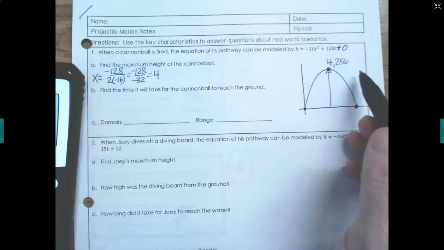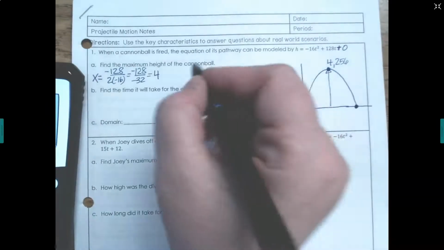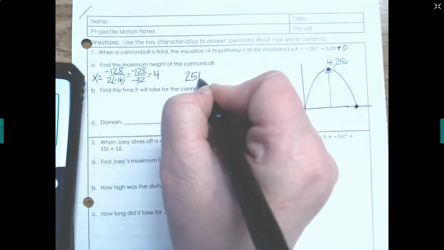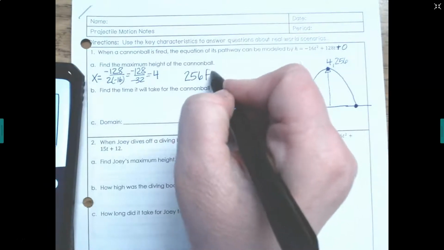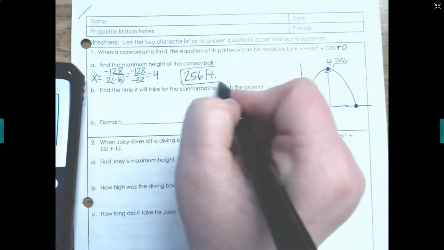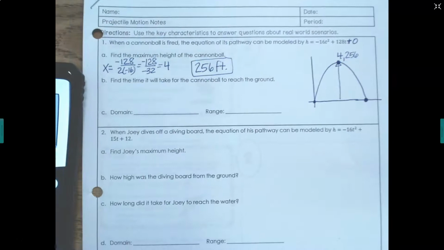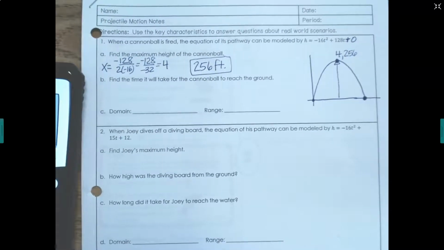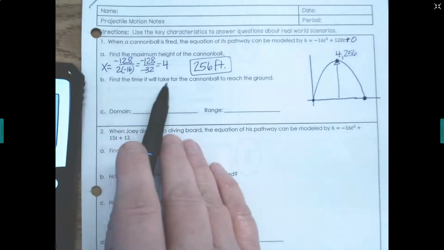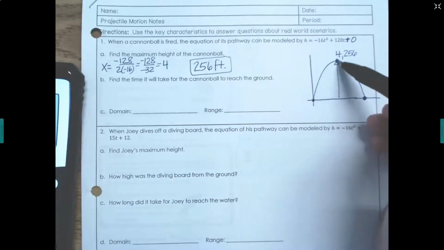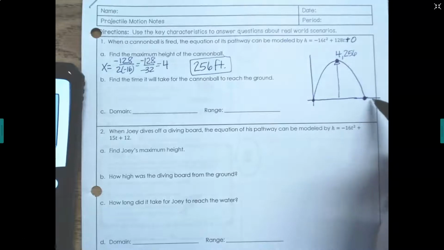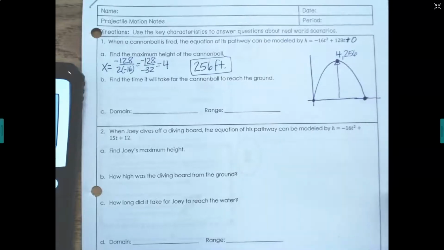So the maximum height of the cannonball, we said, was the y value of the vertex. So it's 256. It doesn't give a unit, but let's go ahead and say it's feet because that's the most likely unit that they would have measured it in. Usually they tell you what the units are. Okay, now find the time it will take for the cannonball to reach the ground. It starts at the ground, but it's going to go up and then it's going to come down and hit the ground. So I really just want to know the name of that x-intercept.